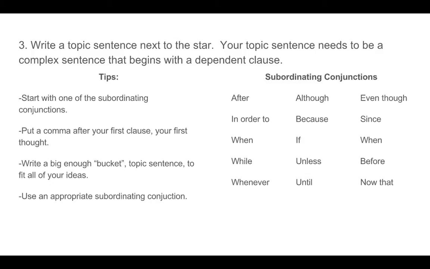And as far as using the subordinating conjunction, think about what you're saying. So although means to contrast. You can't say, although I like pizza, I love to eat pizza. You could say, although I like pizza, comma, I prefer ice cream. You need to make sure the subordinating conjunction that you choose actually matches what you're saying.